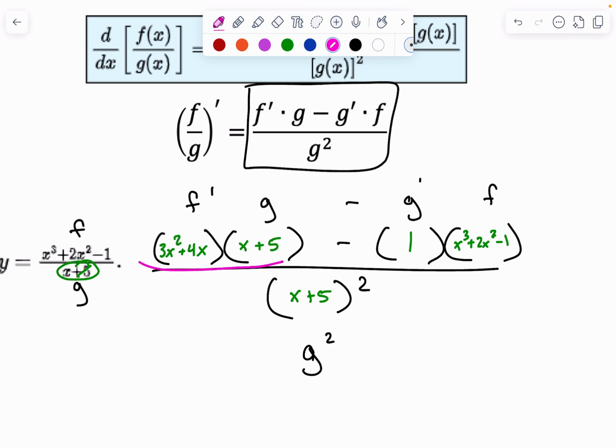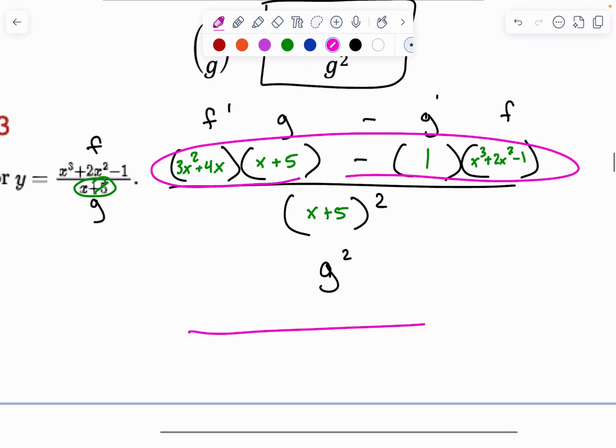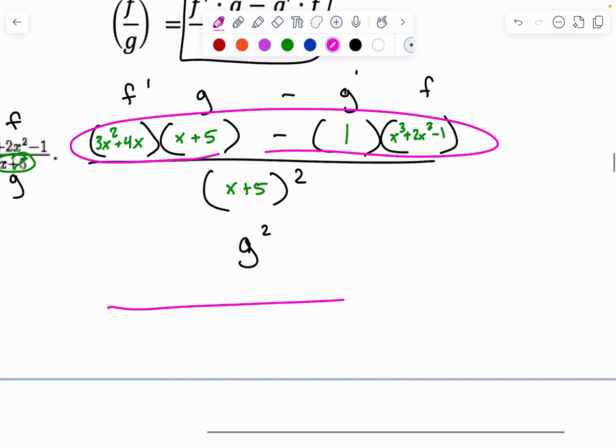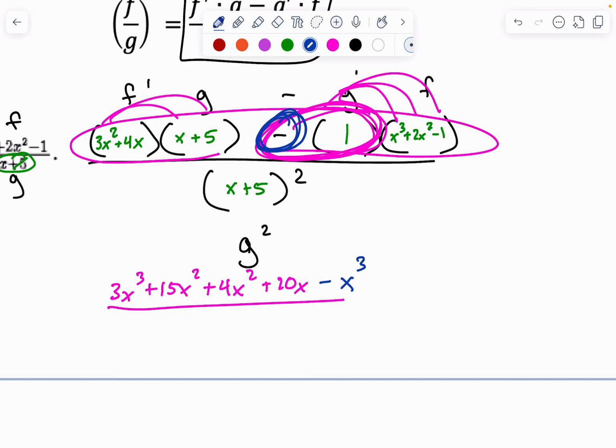Now, I'm going to go ahead and FOIL this top to get rid of some of this stuff, but I'm not going to FOIL the bottom. I'm just going to leave them as x plus 5 squared, all right? So the top, if I FOIL these pieces right here, that'll be 3x cubed plus 15x squared plus 4x squared plus 20x, okay? All right, now that's those four pieces. This guy, don't forget that there's a minus there, and you're distributing a -1 through all three of those pieces. So because of that negative, this will end up being negative x cubed minus 2x squared plus 1. That's what we will get.